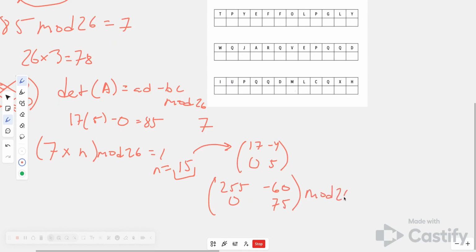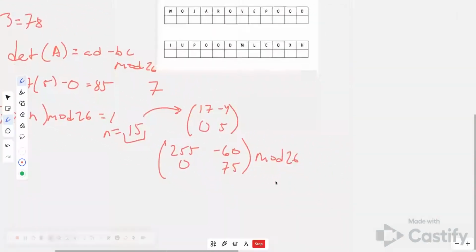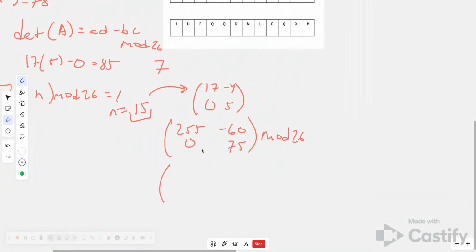And then we're going to have to do mod 26 here again to get these numbers between 0 and 25. So first I'll deal with the negative 60. For any negative numbers, you just keep adding 26, any multiple of 26, till it becomes a positive number. So 78 plus negative 60 would give you 18, and that's between 0 and 25. So that would be this number over here. 0 stays the same.